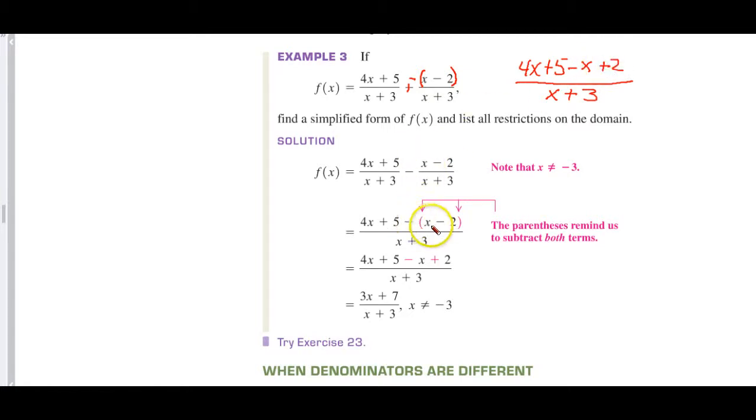Now they do show that here. And then you just group like terms, and you end up with this. Again, you can't cancel the x's because they're not a common factor. This is just part of a term here. And if you wanted to qualify your domain, x here cannot be a negative 3. They will do that for a while, and in a sense it's a review of what we did in the last section.